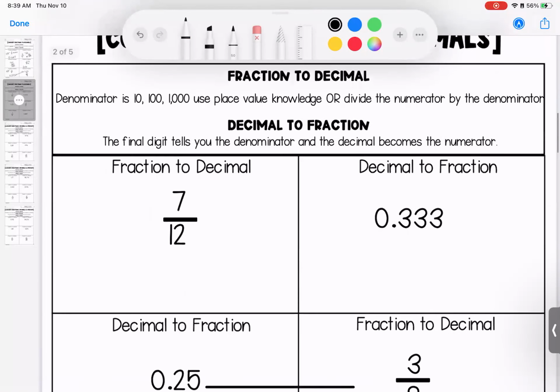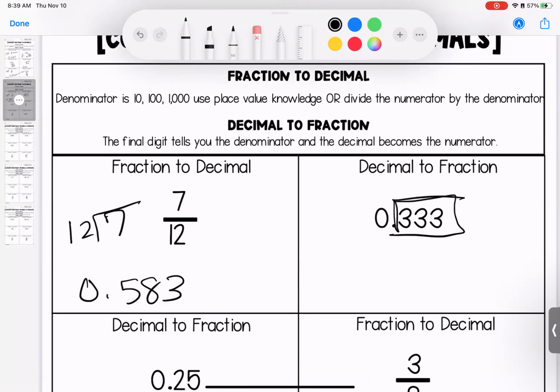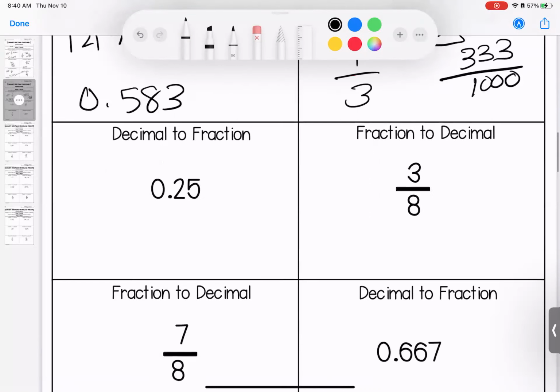All right, next page, 7/12. There's no easy way to do this. We have to do 7 divided by 12. We have 583 thousandths. Repeating decimal, this might be one that you know that this is 1/3. If not, you might have done 333 over 1,000. 25, think 25 cents. Think I have 1/4 of a dollar.